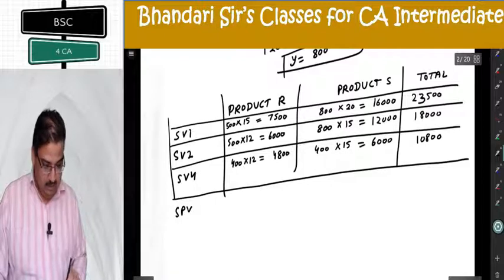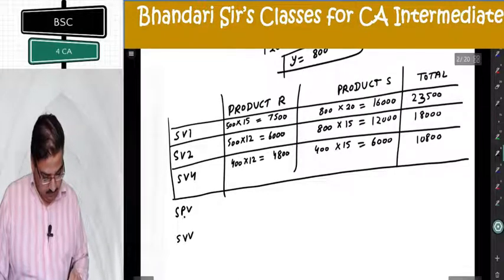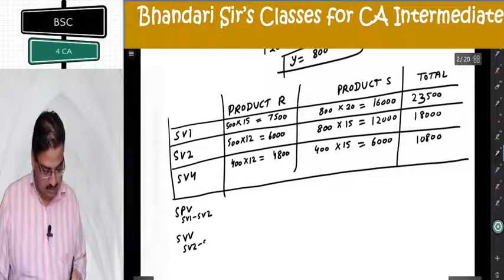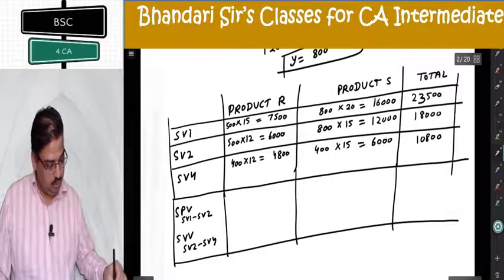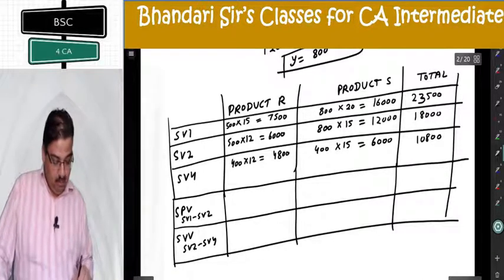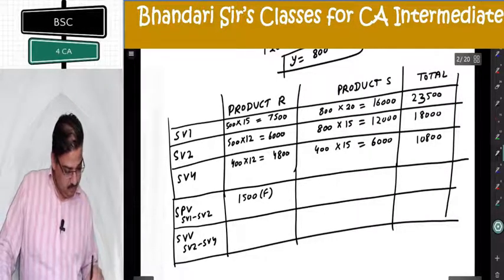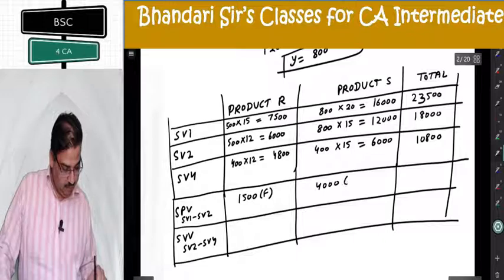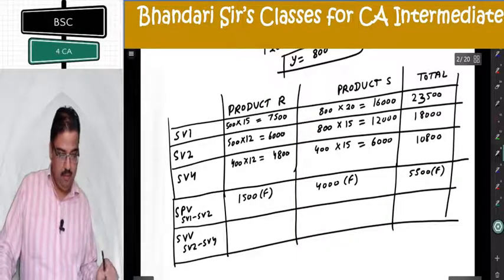Now SPV and SVV. SV1 minus SV2, SV2 minus SV4. Product wise also, total also we can compute and verify there. 1 minus 2: 1,500 favorable, 4,000 favorable, 5,500 favorable.